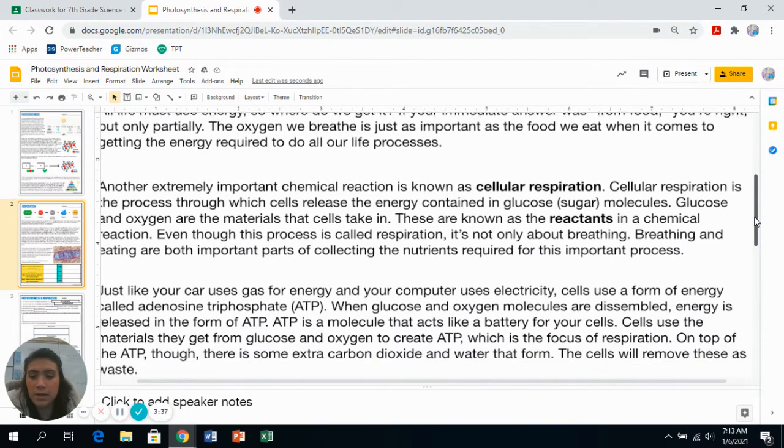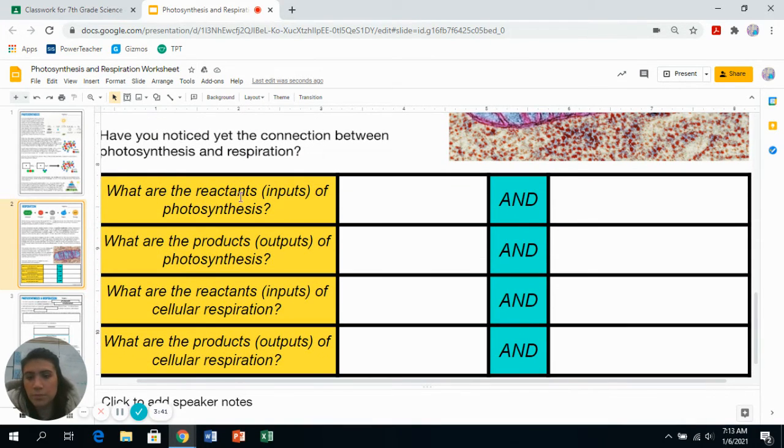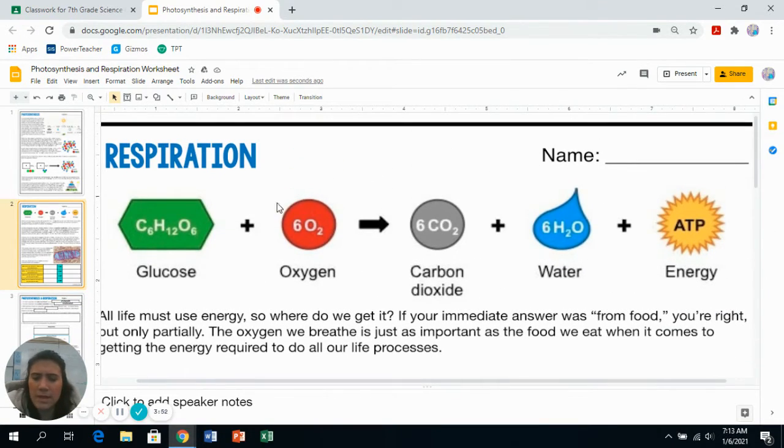So you're going to read all this. You're not going to go blah, blah, blah like I did. So we are going to do this part first because it's on this page. What are the reactants? So the inputs of cellular respiration. So we're going to go up here, and the inputs are the things that are going into the chemical reaction. So they're going to be on this left side.